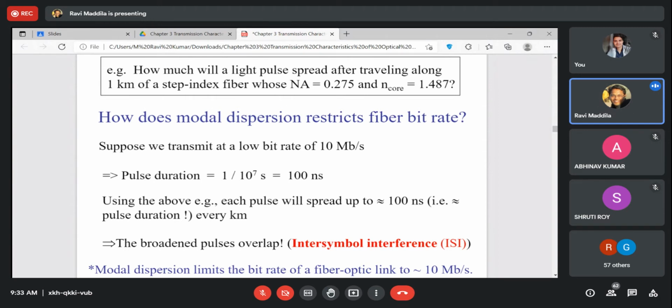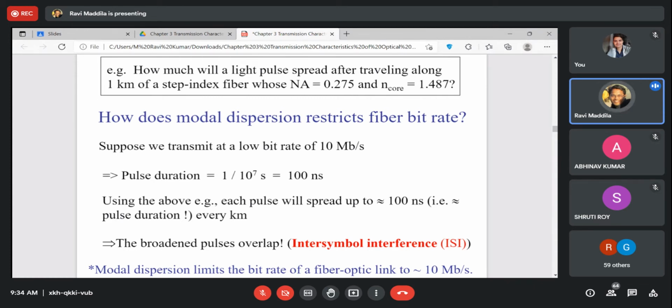So how does this modal dispersion restrict fiber bitrate? If we are transmitting at a bitrate of 10 megabits per second, which is 10 to the power 7 bits in 1 second, then the pulse duration is 1 by 10 to the power 7 seconds, meaning it is 100 nanoseconds, right? It becomes 10 to the power minus 7. So 100 into 10 to the power minus 9, that is 100 nanoseconds. That is the duration of the pulse.